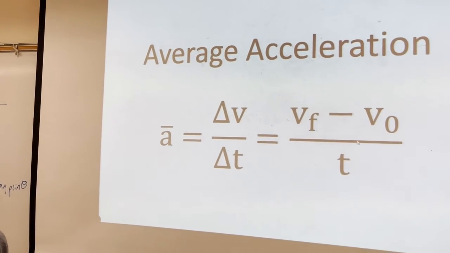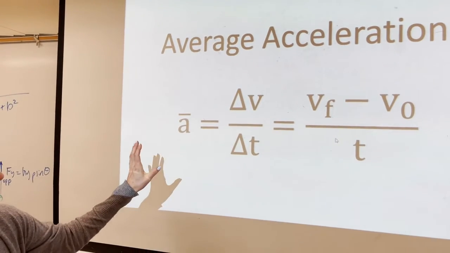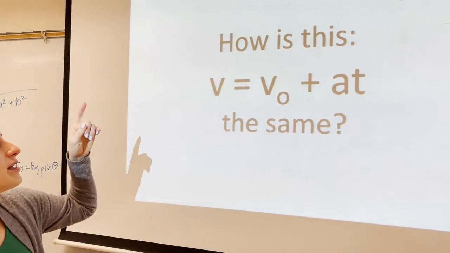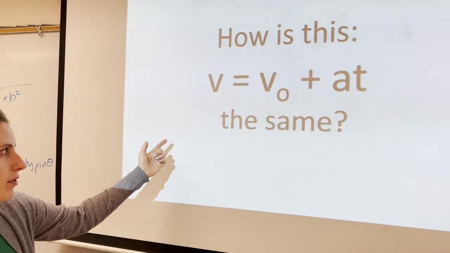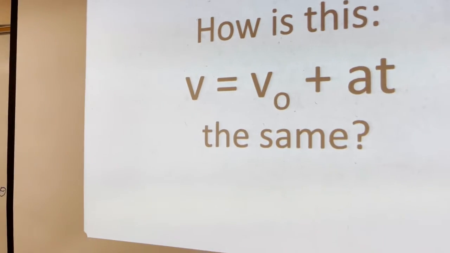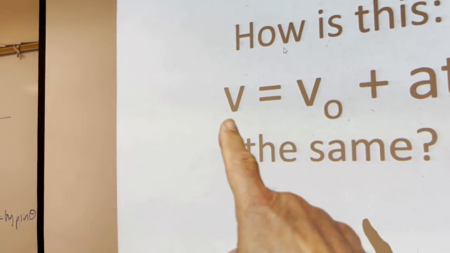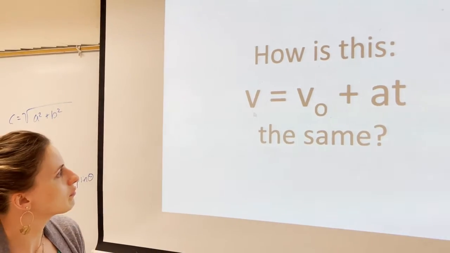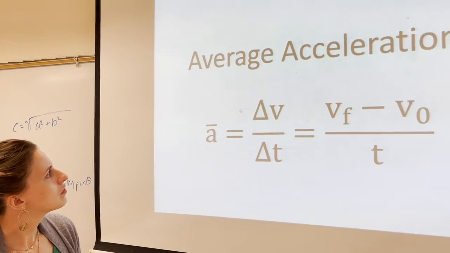So here's our average acceleration. You know this. You should have this written down somewhere. If you don't have it written down, write it down, because for our next trick, how is this the same? Notice that this one doesn't have a subscript. That's V final. So it seems like we're solving for V final, right? So go back to the previous slide.